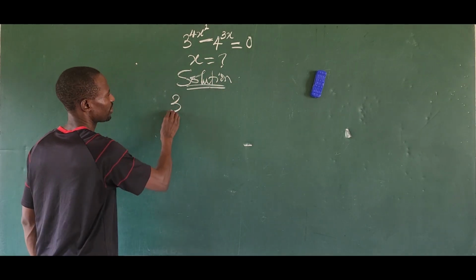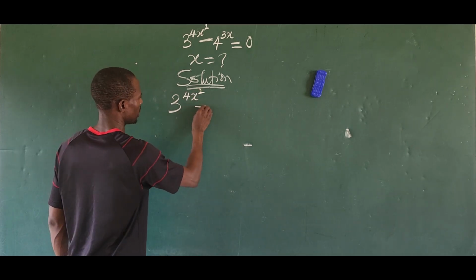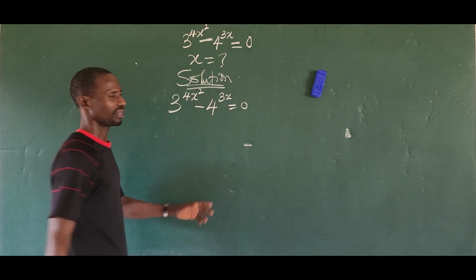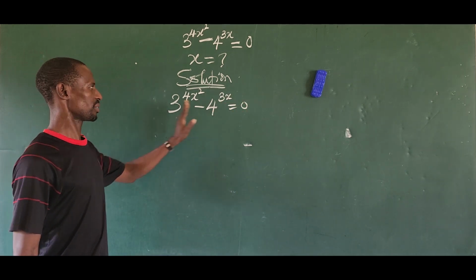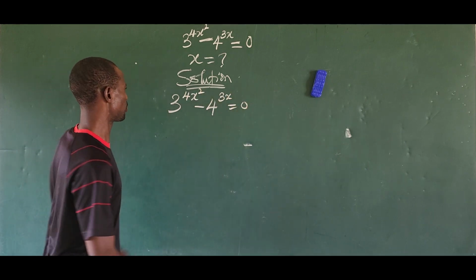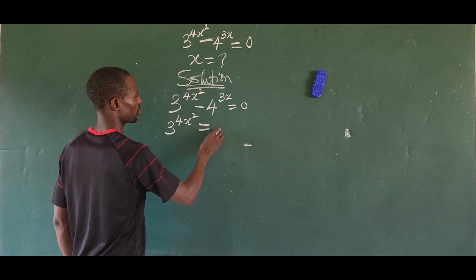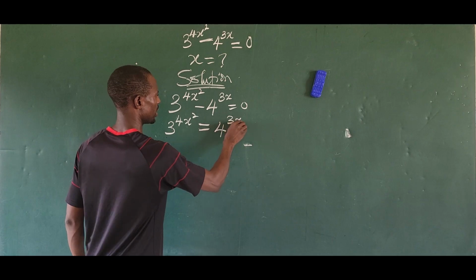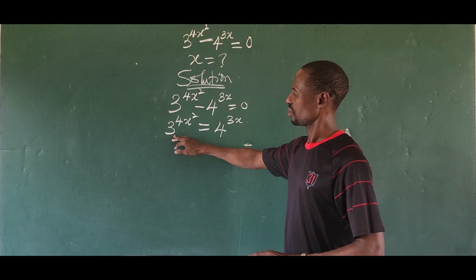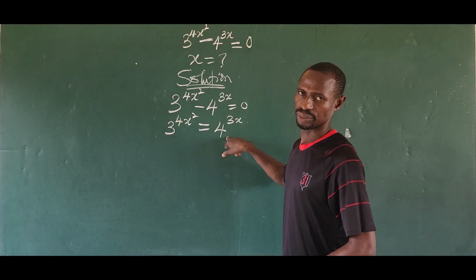All right, so again, the question is 3 to the power of 4x², then minus 4 to the power of 3x equal to 0. The first thing we're going to do here, because we cannot factor out any of the constants, is move this to the other side of the equation. So we have 3 to the power of 4x² equal to 4 to the power of 3x. This cannot be broken down beyond this, but we can reduce the 4 to 2 as a base.